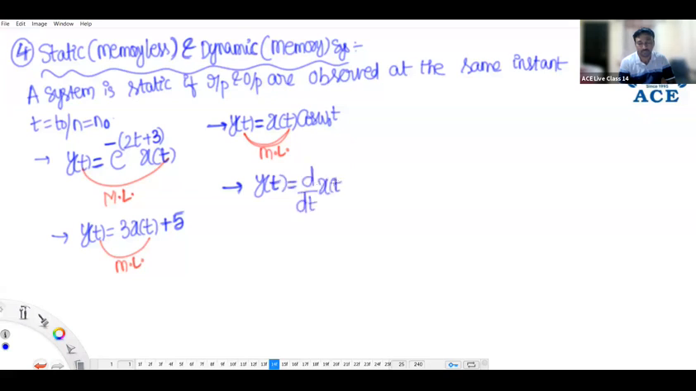What about a differentiator? Any differential term is due to an energy storing element. Rate of change means we are always taking with a gap. Any differential element is due to an energy storing element. You know the examples: inductor and capacitor, L and C, are the energy storing elements. So the system is dynamic.